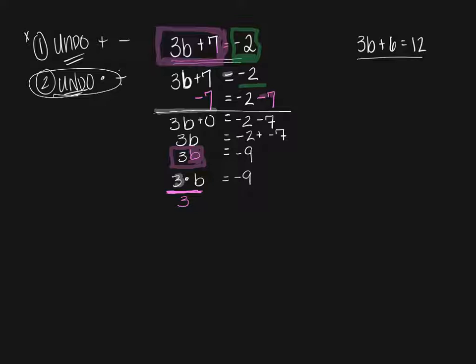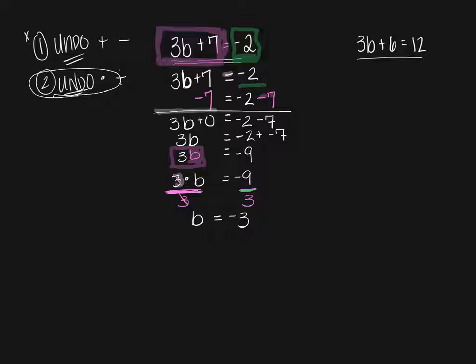That's over on the green side. I don't want to deal with this. I want to leave it as it is as much as I can. What I do on the pink side, though, I've got to do over here on the green. So I bring this 3 over. My 3's cross out. I'm left with just b equals negative 3.